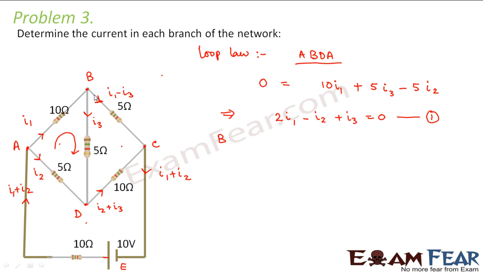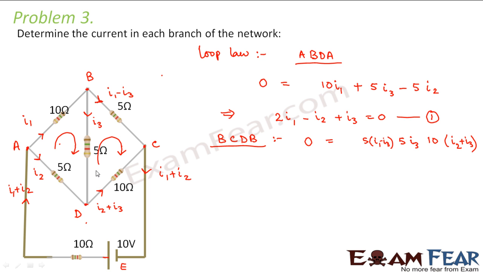Now I apply the same loop law to B, C, D, B. That is this loop. Here again I assume a direction B, C, D, B. EMFs in this loop are also not there, so it will be 0. And what are the resistances present? They are 5, 5 and 10. What is the current across this 5 ohm? It is I1 minus I3. What is the current across the other 5 ohm resistance? It is I3. What is the current across the 10 ohm resistance? It is I2 plus I3.